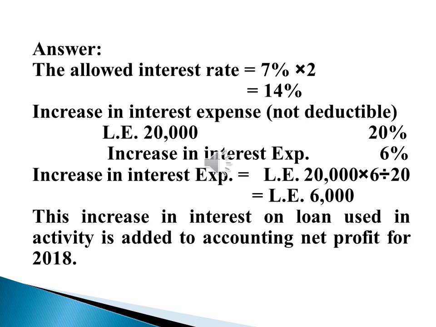Answer: the allowed interest rate, 7% times 2, equals 14%. Double the rate of interest and discount that declared by the central bank. The increase in interest expense not deductible, by cross multiplication: 20,000 livres Egyptian is based on 20%, and the increase in interest expense is based on 6%. Then the increase in interest expense equals 20,000 livres Egyptian times 6 over 20, amounting to 6,000.